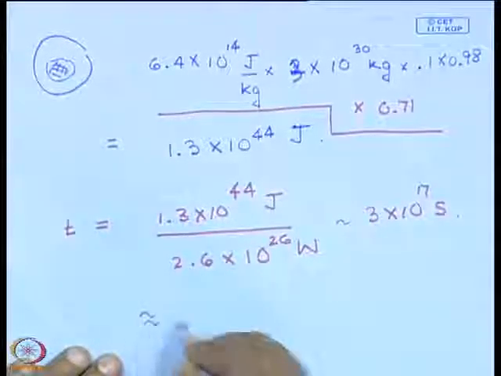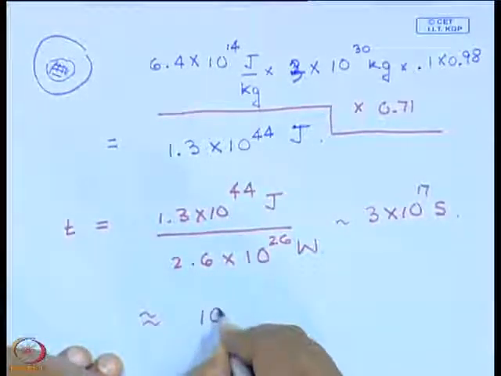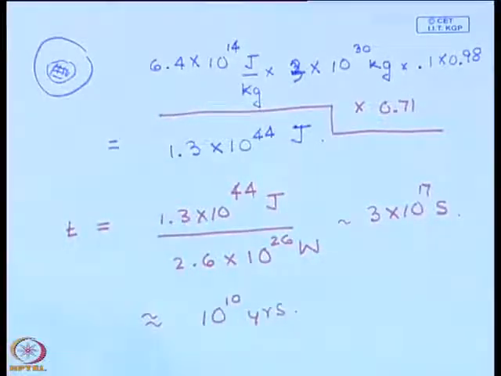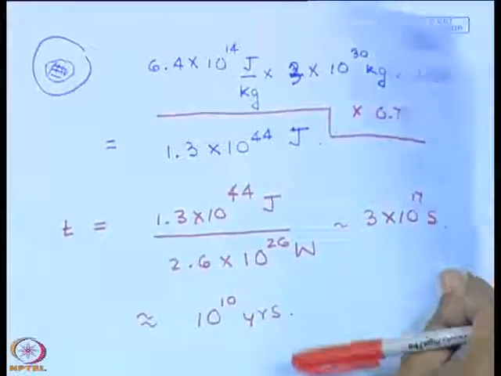which is of the order of 10 to the power 10 years, and which is more than the known age of the solar system, 4.5 billion years. So the nuclear fusion, the conversion of hydrogen to helium, has adequate energy to power the sun for something like 10 billion years.